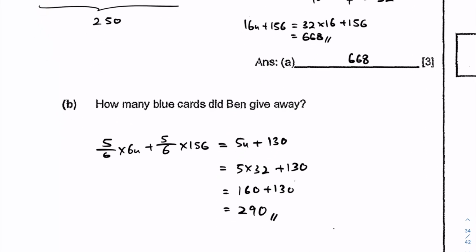Now add them up together. Now we know that 1 unit is 32. So 5 units must be 5 times 32. Add 130 to it, and you get 290.